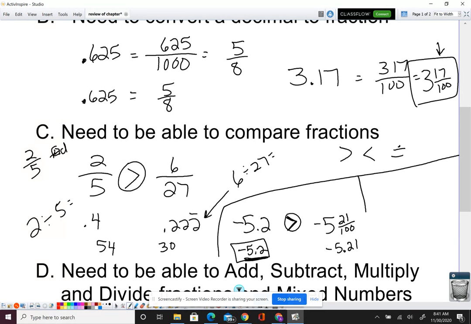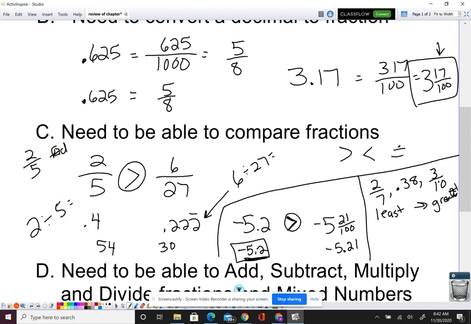Okay. And then they'll give you something like this: 2/7, 0.38, and let's go 3/10. Put those in order from least to greatest. That's the other way that they're going to compare the numbers.